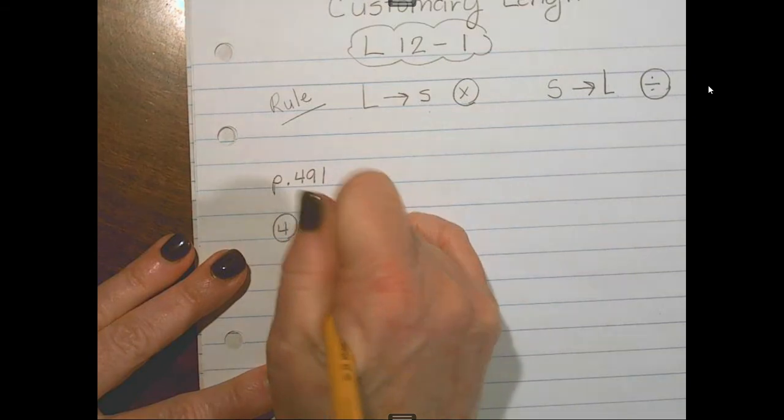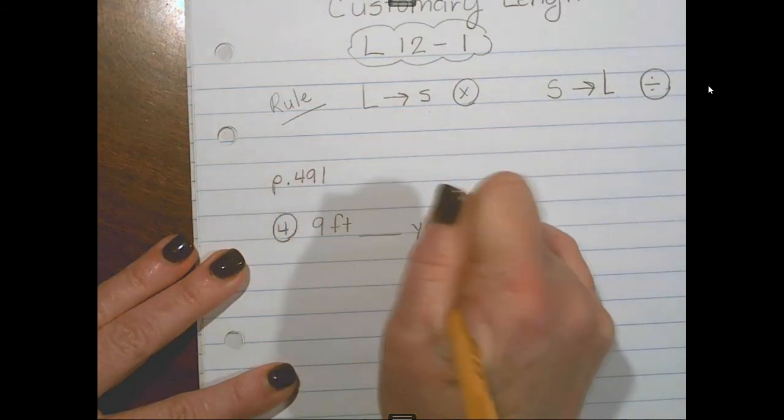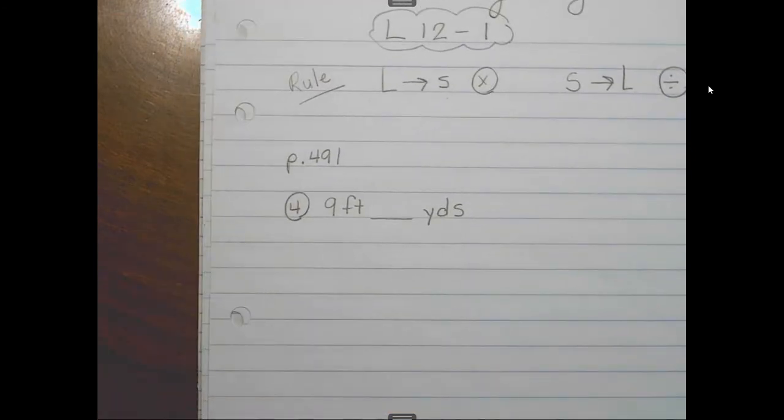All right, so we are converting 9 feet to yards. We want to know how many yards is equivalent or equal to 9 feet. So the first thing that we have to ask ourselves is, are we converting from a larger to a smaller unit of length or vice versa? And I know that yards are longer than feet. My conversion table shows me that there are 3 feet in a yard. So I am going from a smaller unit to a larger unit.